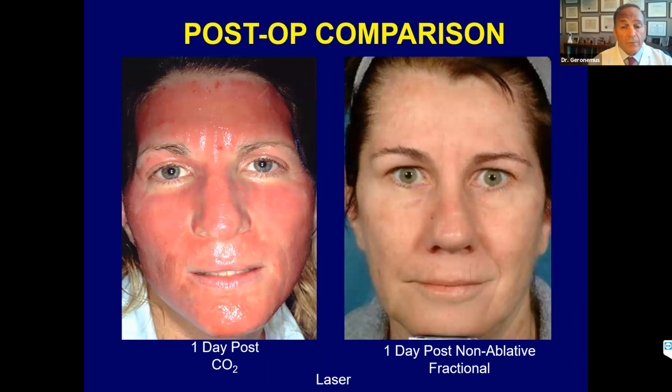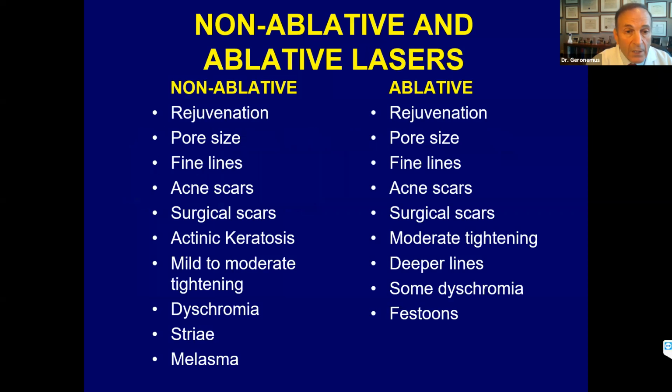So let's show some images of what things look like. On the one side, you'll see the skin that's wounded. That's with the ablative carbon dioxide laser, the FRAXEL repair in this case. On the other side is 1 day after FRAXEL, where the skin's a little bit red and a little bit dry. So where do we use these different lasers?